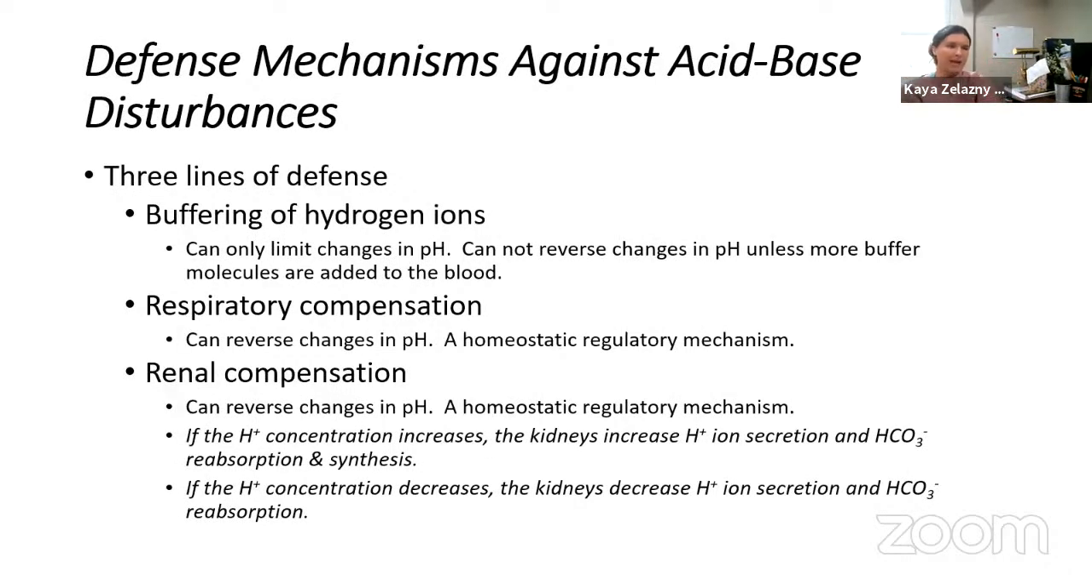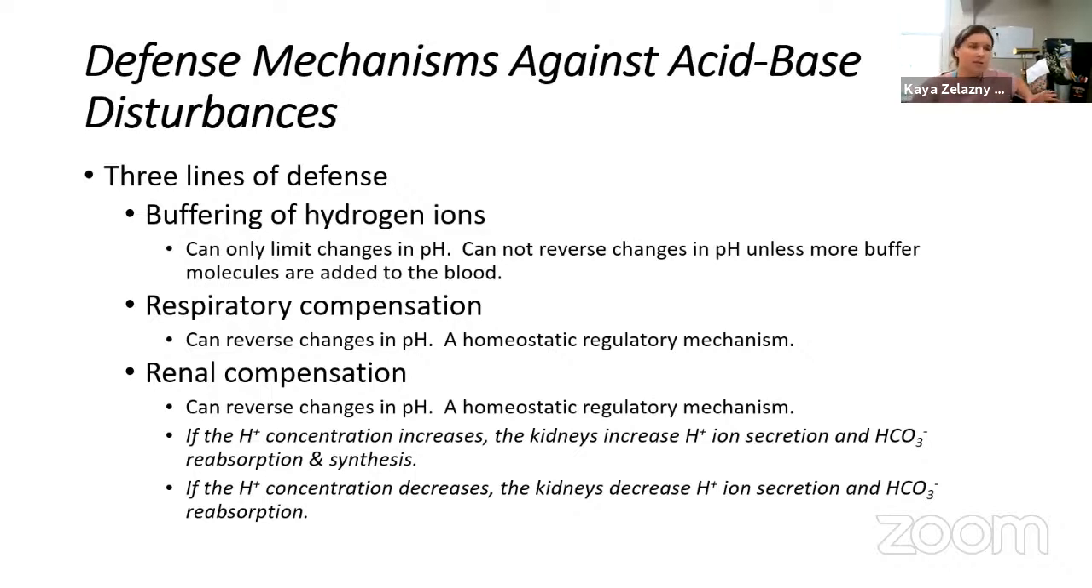Okay. So we have ways to defend against changes to pH. So we can buffer out hydrogen ions. We can change our breathing patterns to reverse changes in pH by controlling the amount of CO2, or we can change the function of our kidneys, essentially. We'll see that the kidneys are largely involved in regulating the amount of bicarbonate, although they also regulate the amount of hydrogen ions we excrete in our urine. So they're kind of doing two things here.